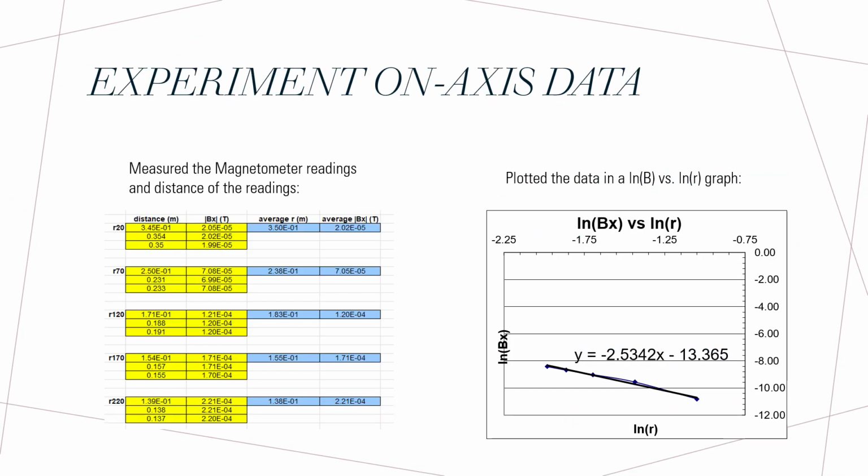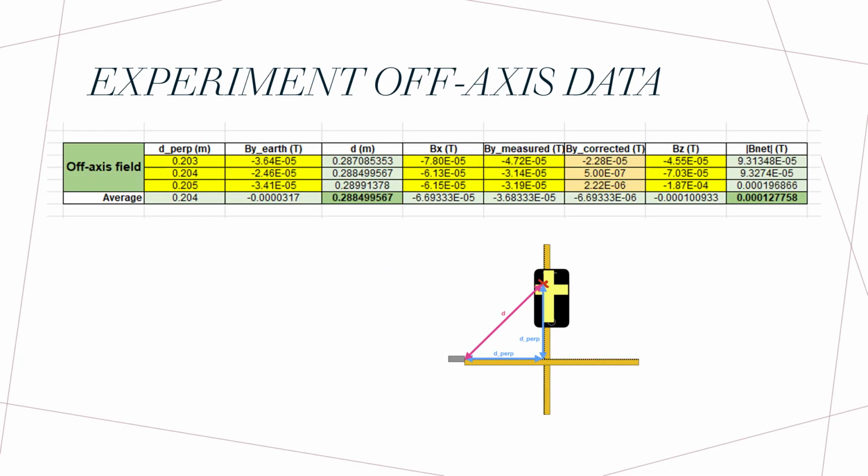In this slide, we're just showing you the on-axis data we found during the experiment, the measurements we took on the left, and then the plotted data in the graph on the right. And as you can see, this is about where we got our slope from, the negative 2.5x. These are the off-axis measurements that we got that will be used in our computational model on the next slide.